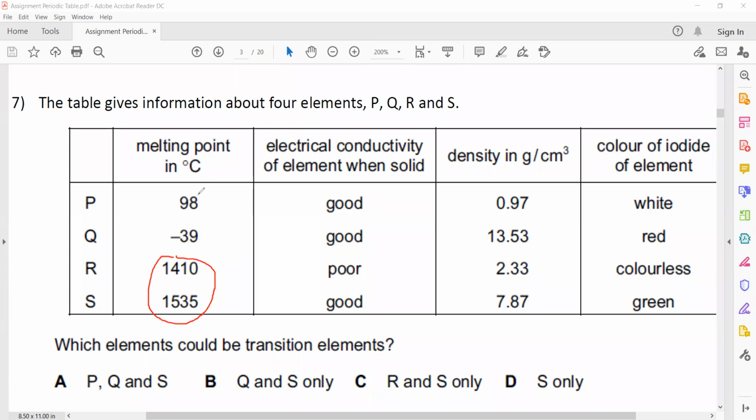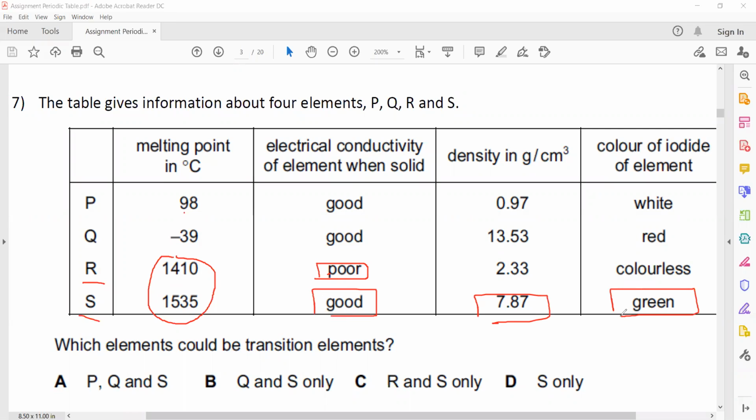These are low melting, like 98. Even the boiling point of water is 100, and this solid is having a melting point of 98. So these two cannot be. So either R can be there or S or both of them. But when you check the electrical conductivity, R is not conducting, poor, this is conducting. So it shows that this is a metal, high density and green in color.